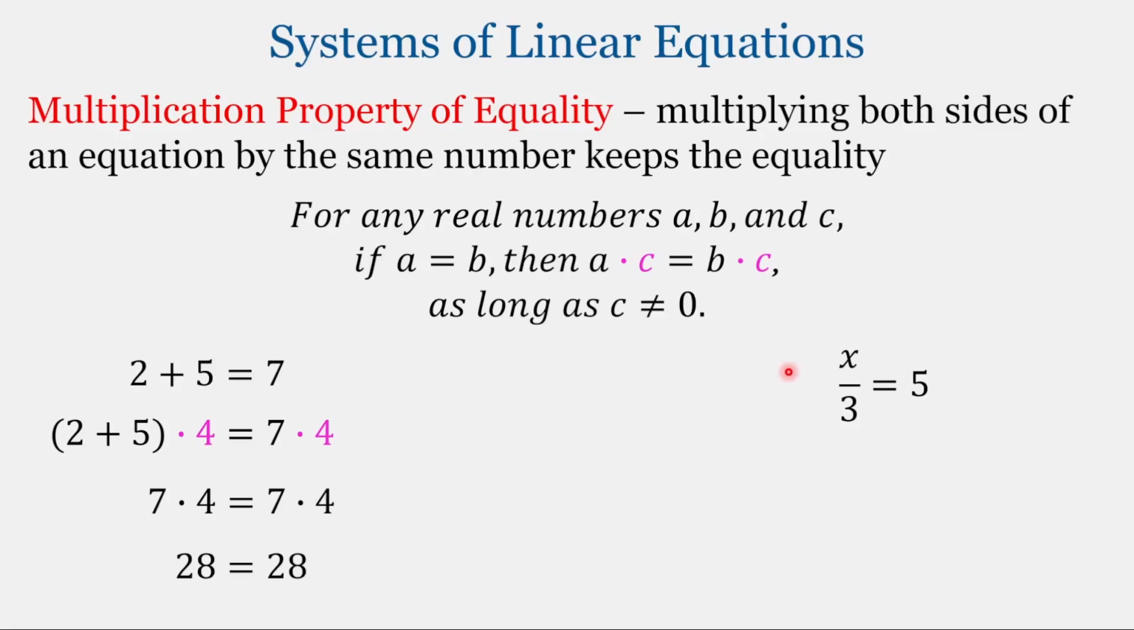We also use this when we're solving equations. So if we had the equation x over 3 equal to 5, or 1/3 x equal to 5, and we wanted to solve for x, well, to undo this division, we would multiply by 3. But what we do to one side, we have to do to the other. That maintains equality. We end up with x equal to 15.